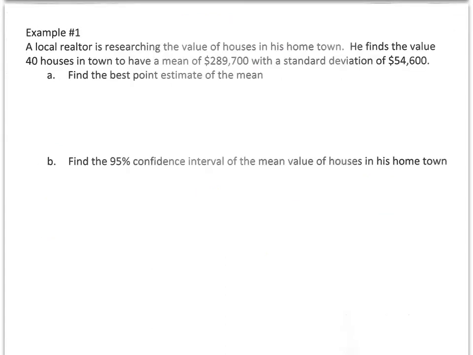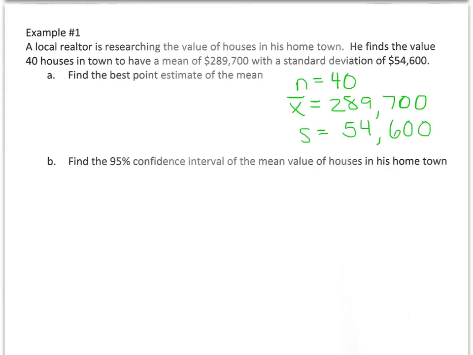Our first example here. So let's look at this situation. A local realtor is researching the value of houses in his hometown. He finds the value of 40 houses, I'm going to write my n value down, have a mean, this is a sample, so x bar, of $289,700 and a standard deviation of 54,600. Now in this case, my n value is larger than 30. So I'm going to be able to use a z-score.